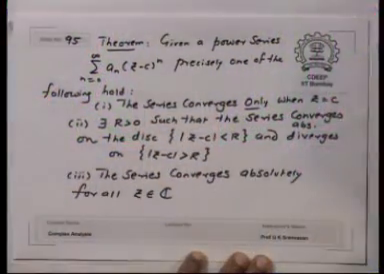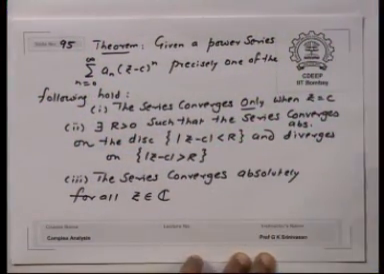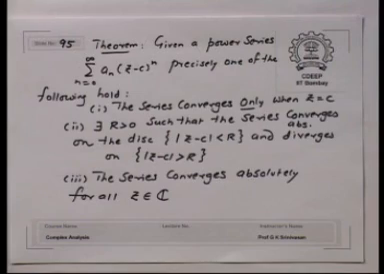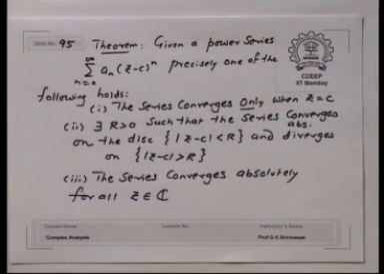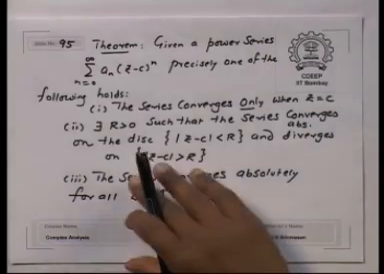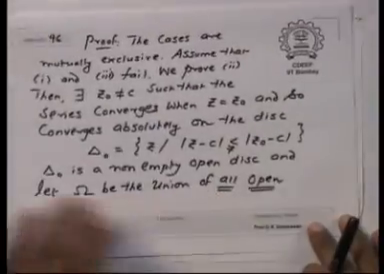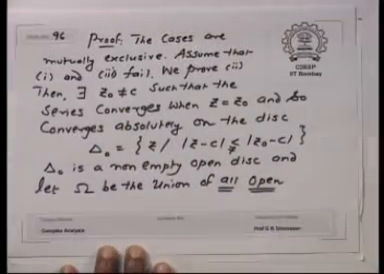So, the theorem: given a power series sigma n from 0 to infinity a n (z minus c) to the power n, precisely one of the following holds. The series converges only when z equal to c. There exists r bigger than 0 such that the series converges absolutely on the disk mod z minus c less than r and diverges on mod z minus c bigger than r. The series converges absolutely on the whole of C. These three cases are mutually exclusive.